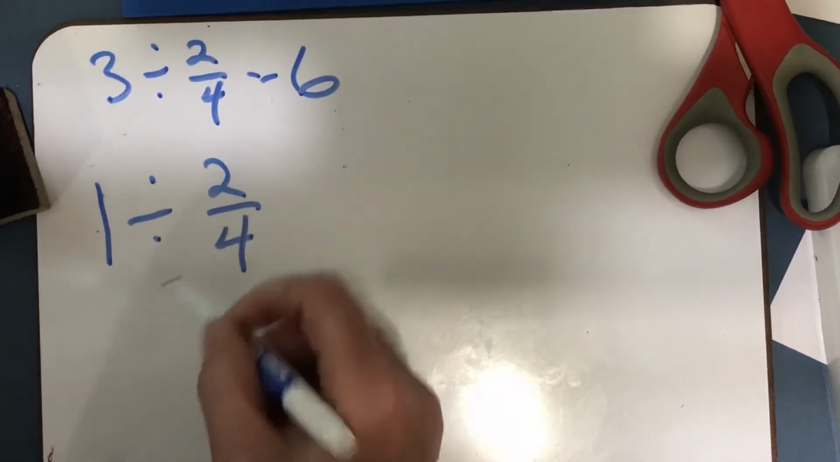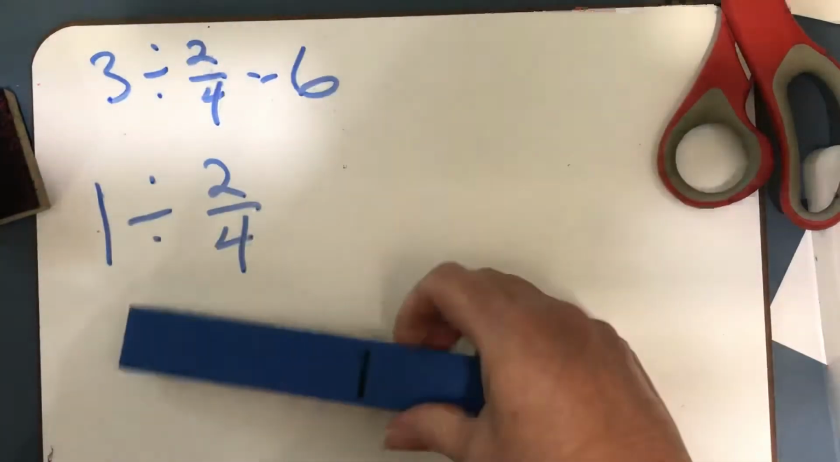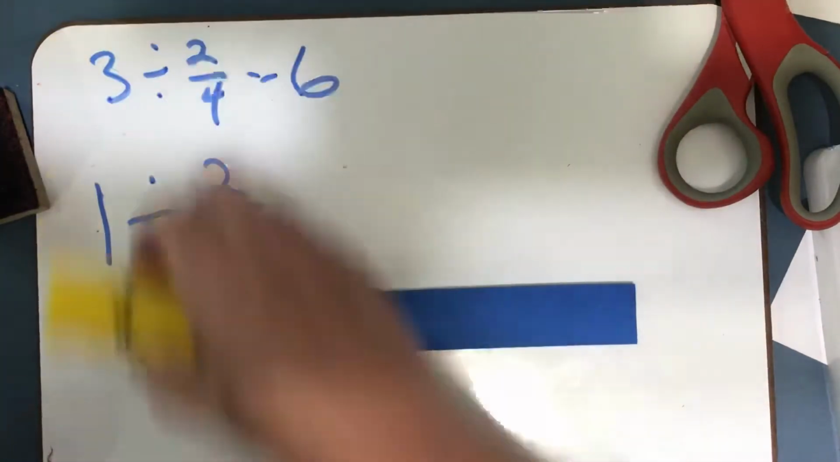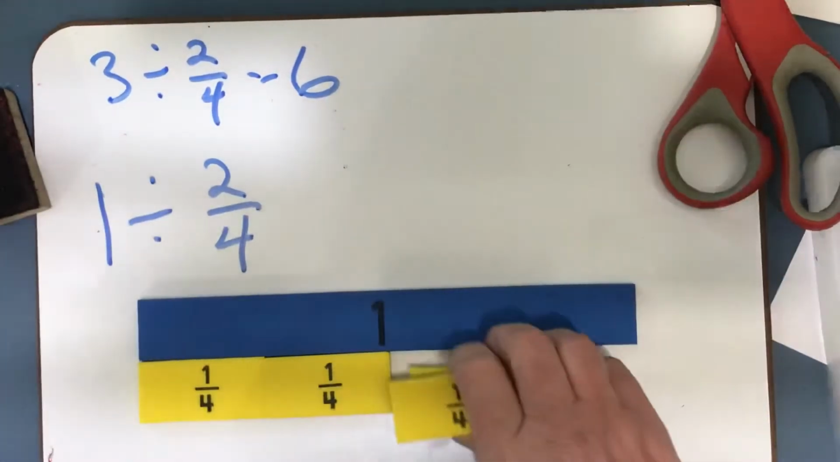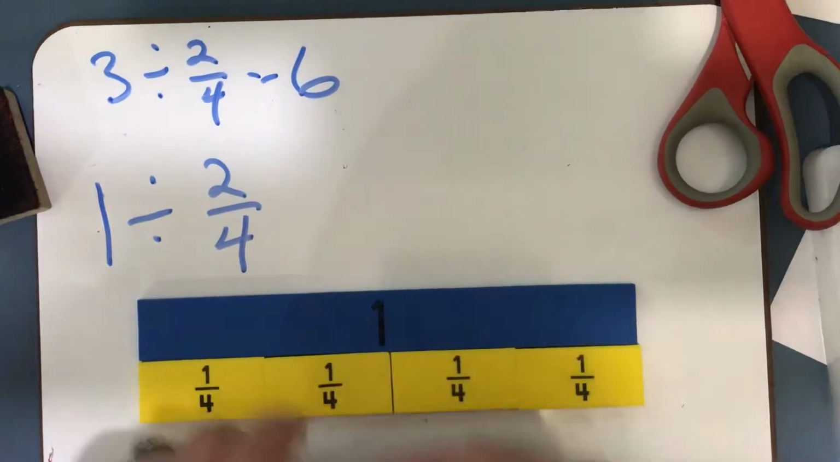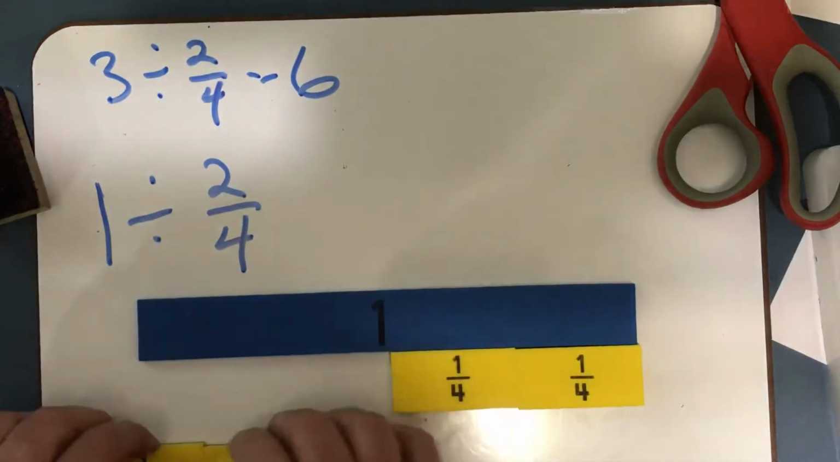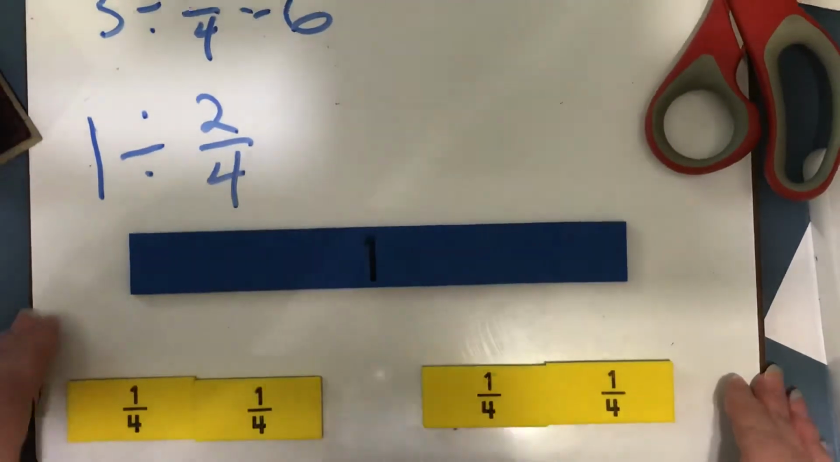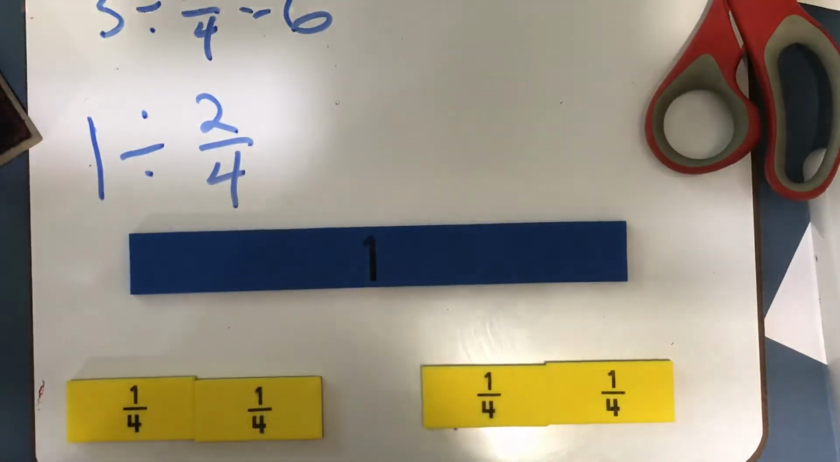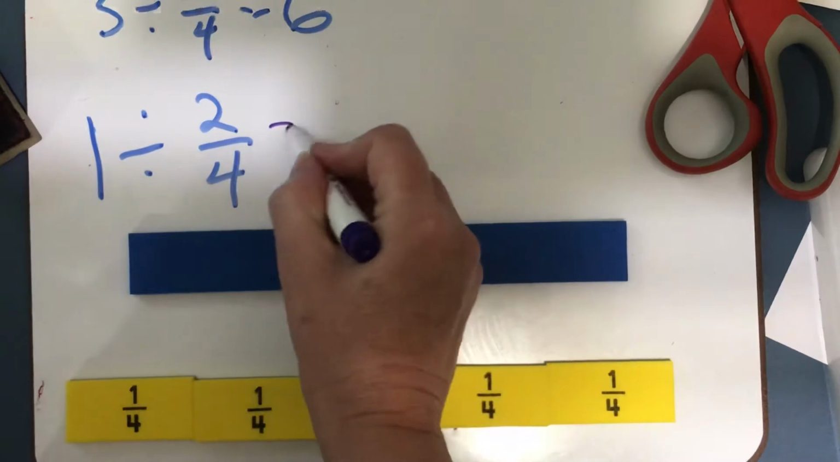Here's my whole, and I'm going to take 1/4 pieces. I take my whole and divide it into fourths, and I can see I have 2/4 and 2/4. I have 2 2/4 sections. So 1 divided by 2/4 equals 2.